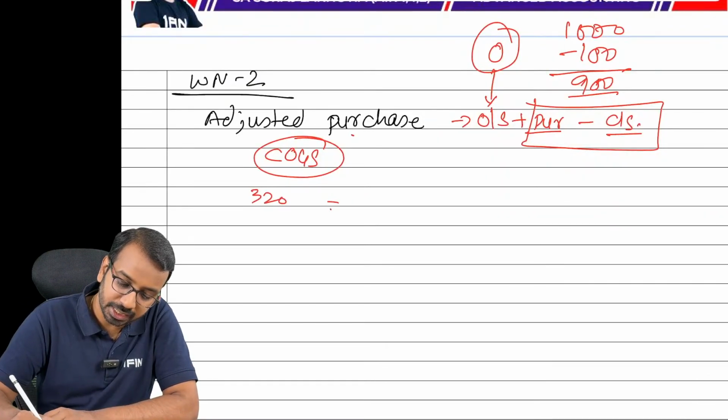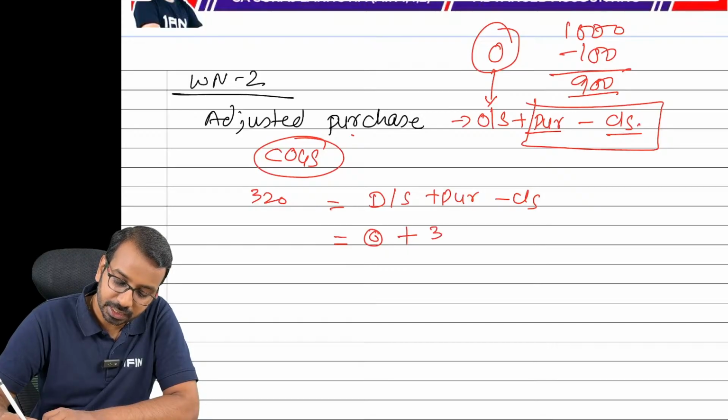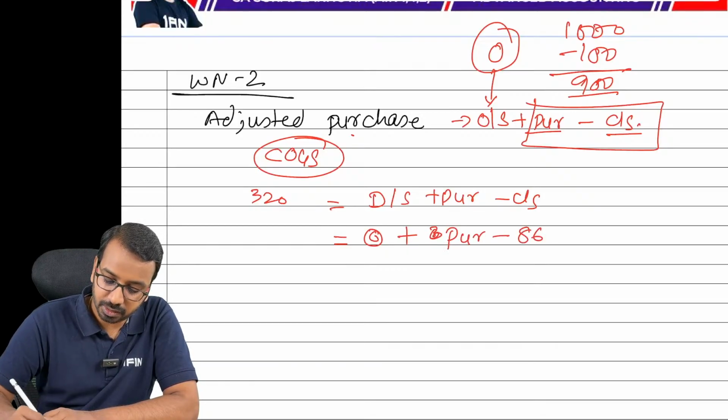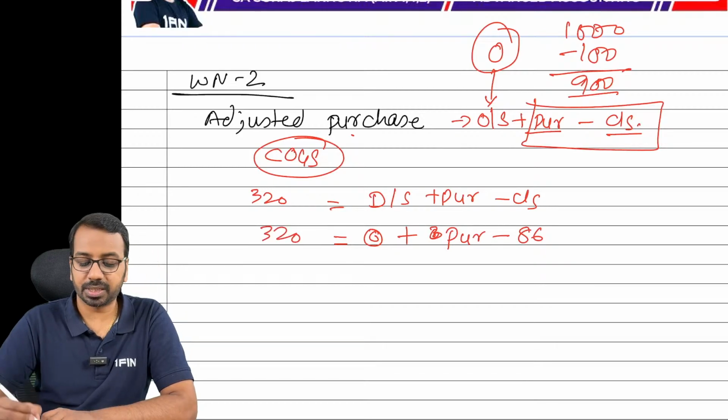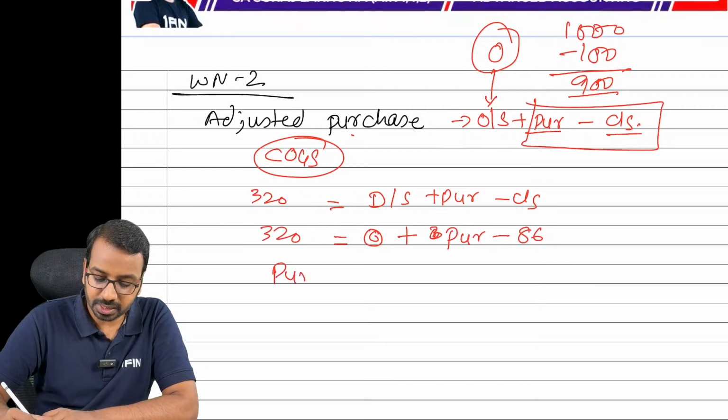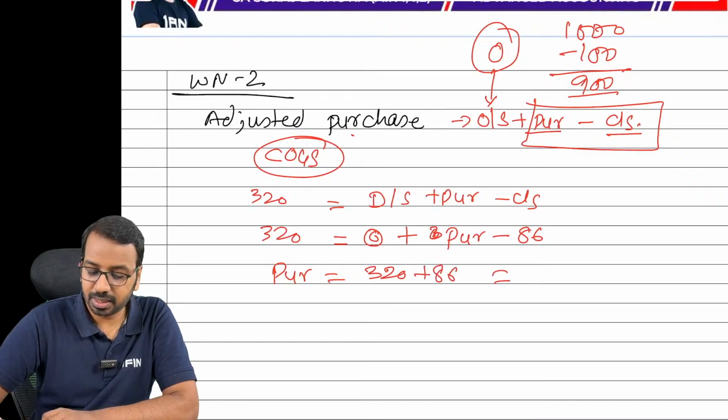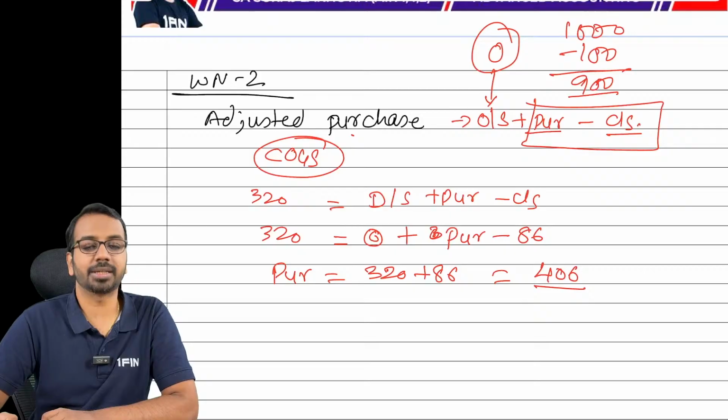Adjusted purchase 320 is equal to opening stock plus purchases minus closing stock, which is opening stock is 0 plus purchases we do not know minus 86. So 320 is equal to purchases minus 86. Purchases is equal to 320 plus 86, that is equal to 406.